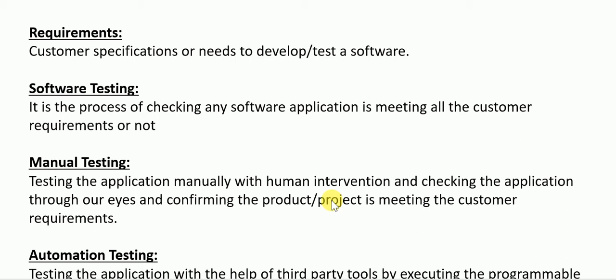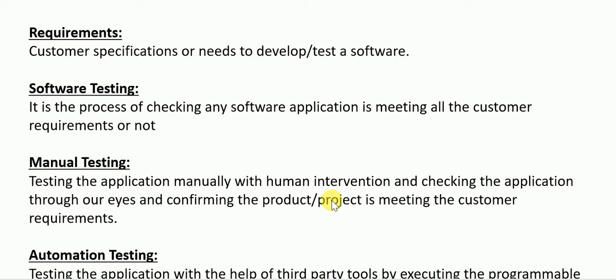Let me take an example. There are 10 requirements. To know whether those 10 requirements are working correctly or not, what do we need to do? We need to do a test. In a simple example, you went to the supermarket and you bought 100 items. Once you come back home, your family member will check all those 100 items you brought from the supermarket. That is kind of testing.